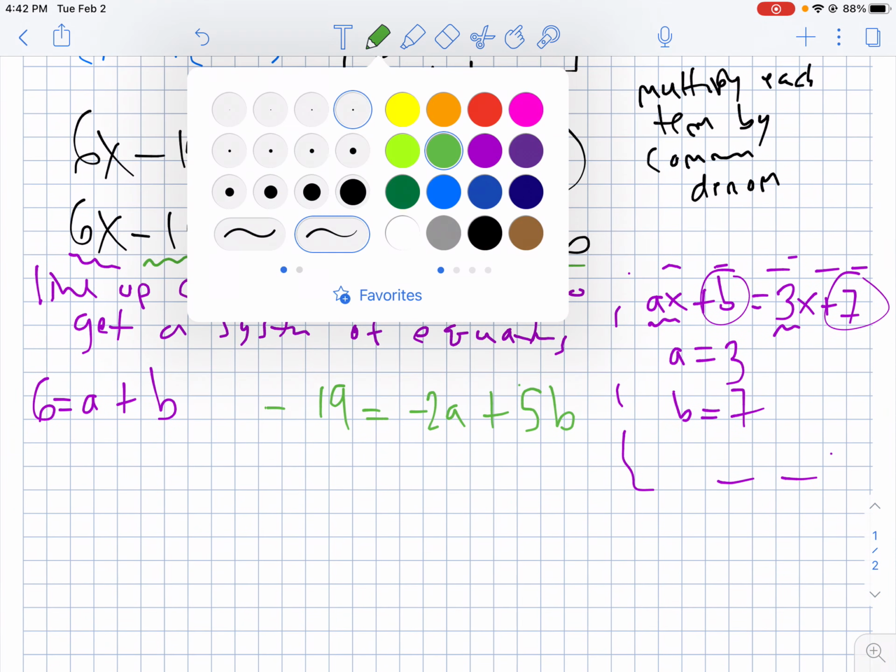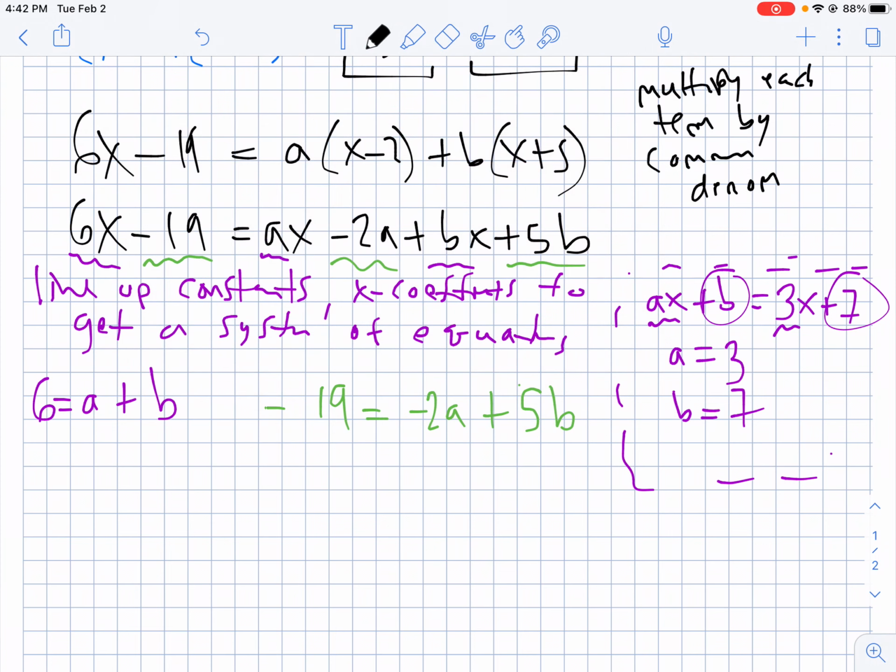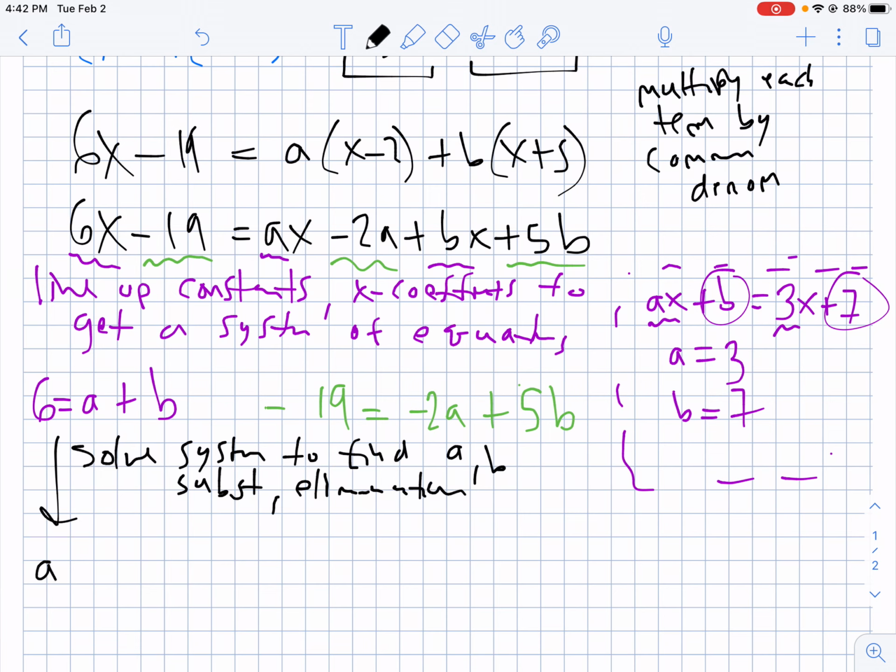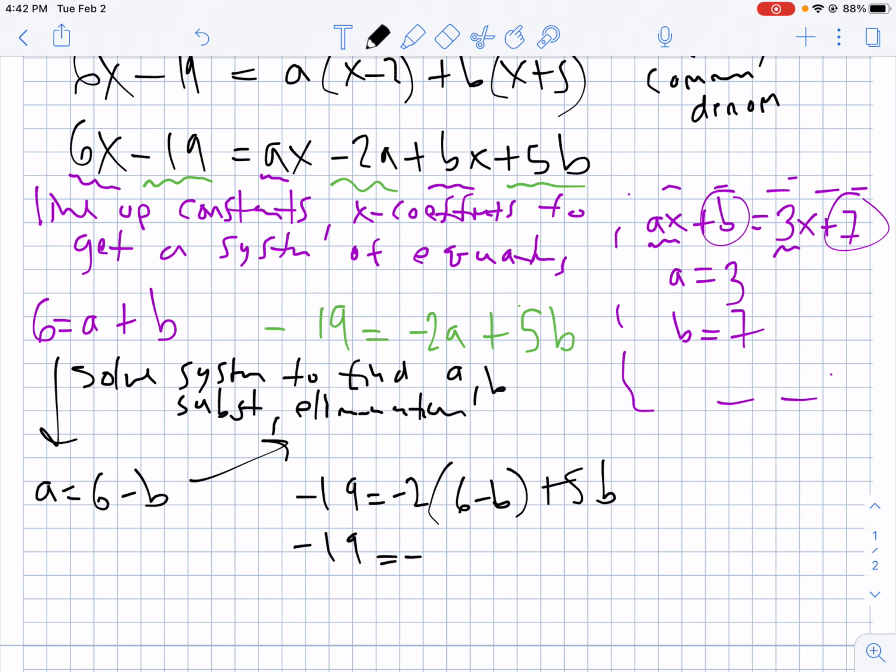Once I have this, one equation from the x's and one from the constants, my goal is to solve the system to find A and B. You can use substitution, elimination, or whatever your favorite strategy is from Algebra 1. I like substitution most times, so let's say A equals 6 minus B. If I substitute that in, I get negative 19 equals negative 2 times (6 minus B) plus 5B. Let's solve that out: negative 19 equals negative 12 plus 2B plus 5B. If I add 12 to both sides, I get negative 7 equals 7B, so B is negative 1.